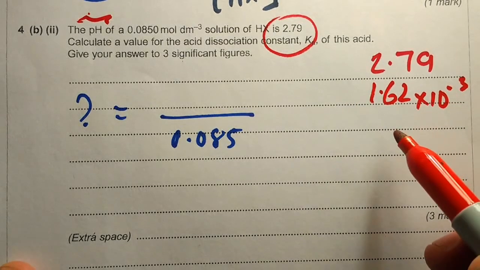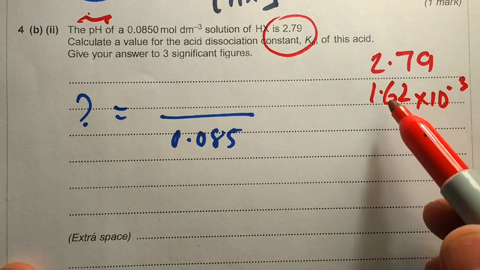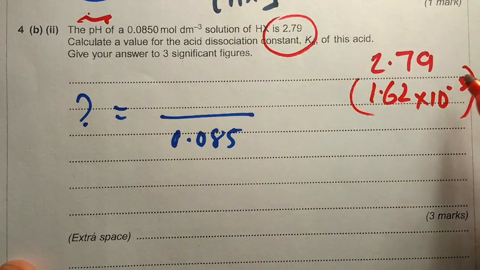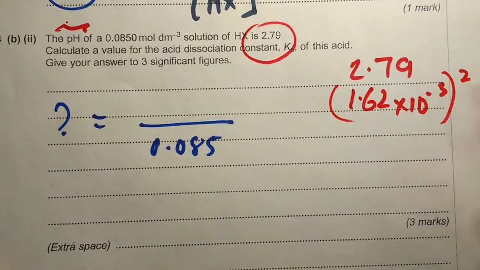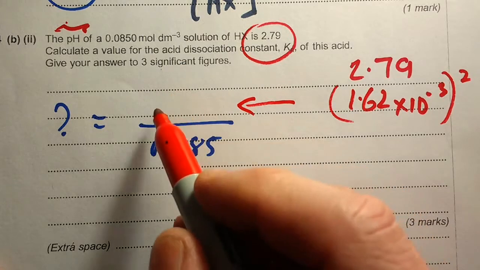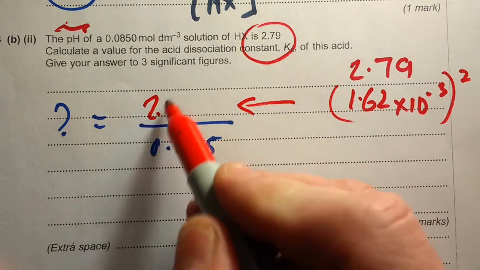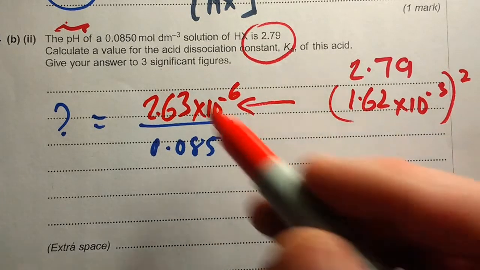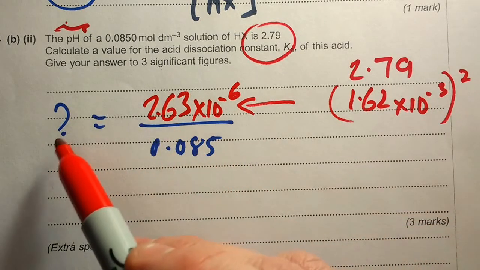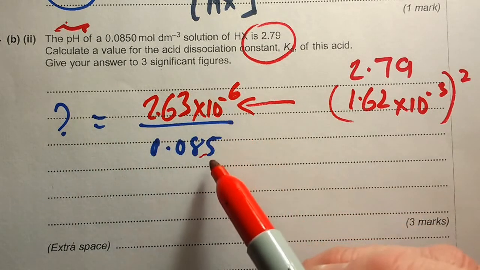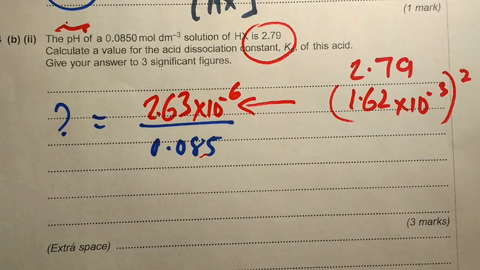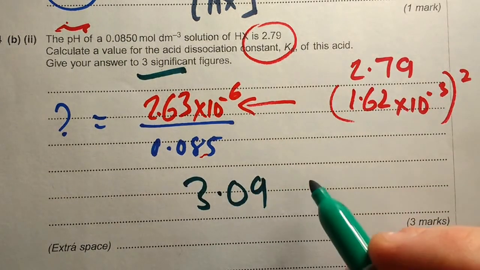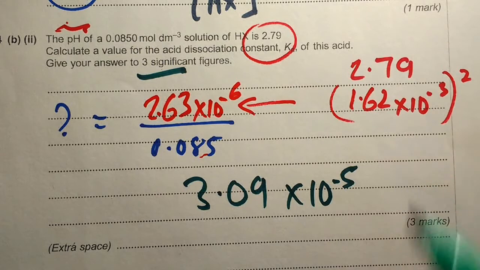minus 3. Now remember that we can square that value to give us the value to go at the top here. So if we square that, we should come out with 2.63 times 10 to the minus 6. And we do our calculation, and we're going to look for the unknown, so it's just that divided by that, and we should come out with a value to three significant figures of 3.09 times 10 to the minus 5.